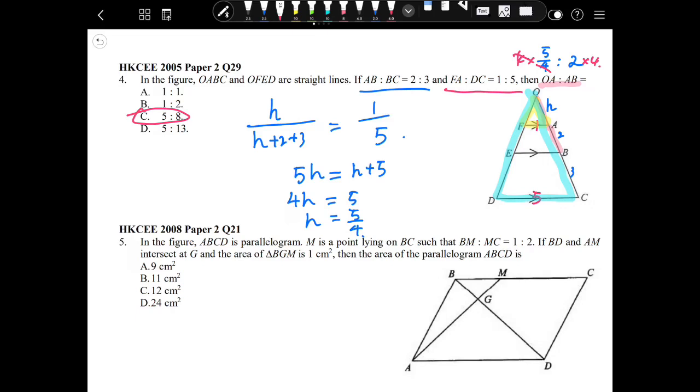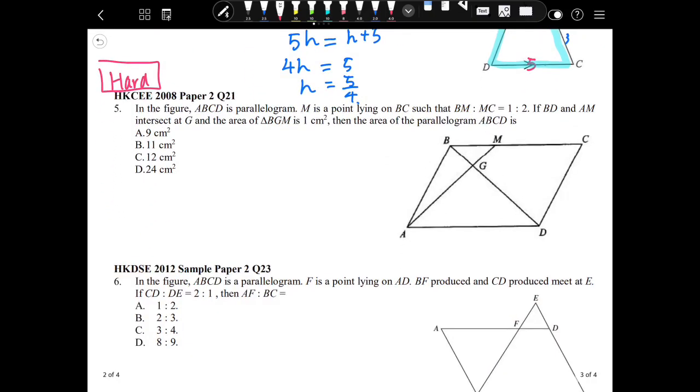Question number 5 is quite a hard problem, and in this case we might need to add some different lines as well. In question number 5, ABCD is a parallelogram, and M is a point on BC such that MB to MC would be 1 to 2. If BD and AM intersect at G and the area is 1 cm square, please find the area of ABCD, the entire parallelogram.